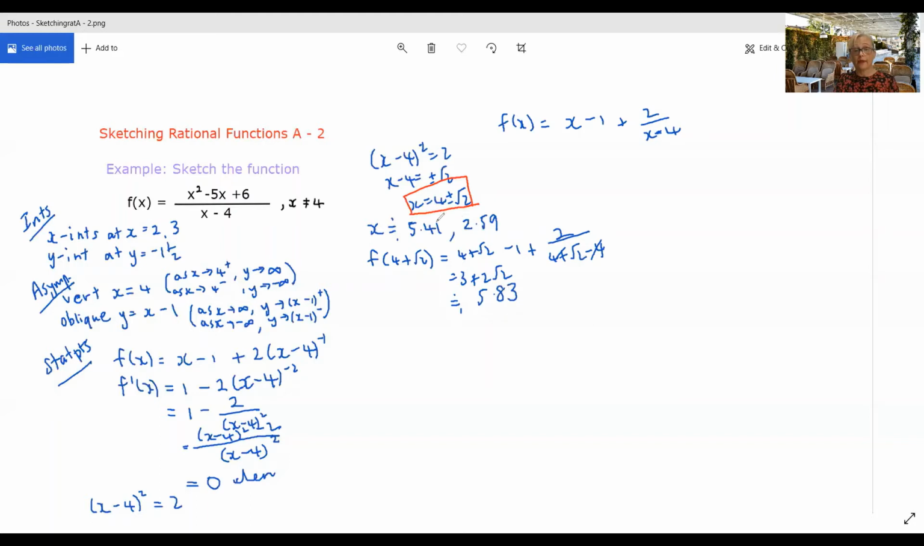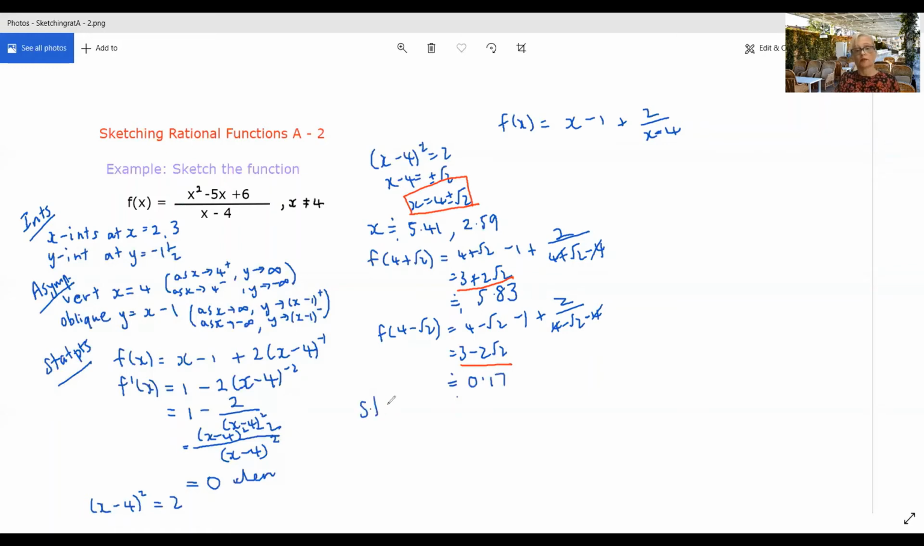Let's do the other x value. Let's sub that in. So 4 minus root 2. Again, it's going to work out quite nice and easily. So 4 minus root 2 minus 1 plus 2 on 4 minus root 2 minus 4. So we're going to end up with 3 minus 2 root 2 is the exact answer. But an approximation is about 0.17.